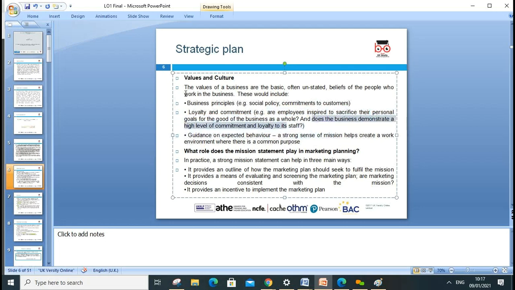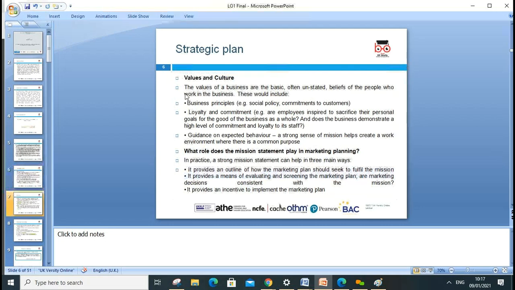Does the business demonstrate a high level of commitment, loyalty, guidance, expected behavior, a strong sense of mission? So a strong sense of mission is created. So what role does the mission statement play in marketing planning, or in overall business planning? The mission provides the outline: the marketing plan fulfills the mission, then we evaluate. So it is consistent, and we can prepare from it and implement.